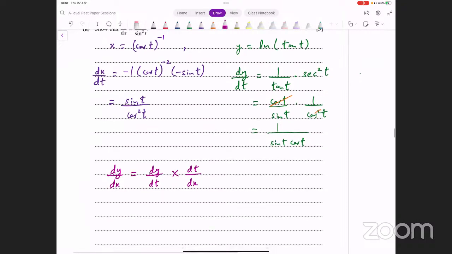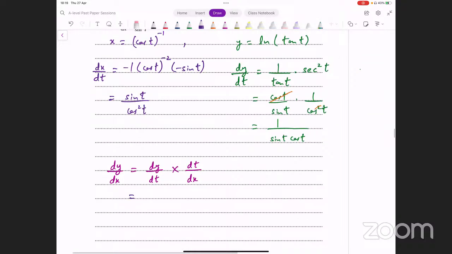Now what is dy over dt? We found that here, 1 over sin t into cos t. Let's input that here. And then you have dt over dx. हमने dx over dt निकाला है, उसका reciprocal कर लें, and that's going to give you cos square t divided by sin t.